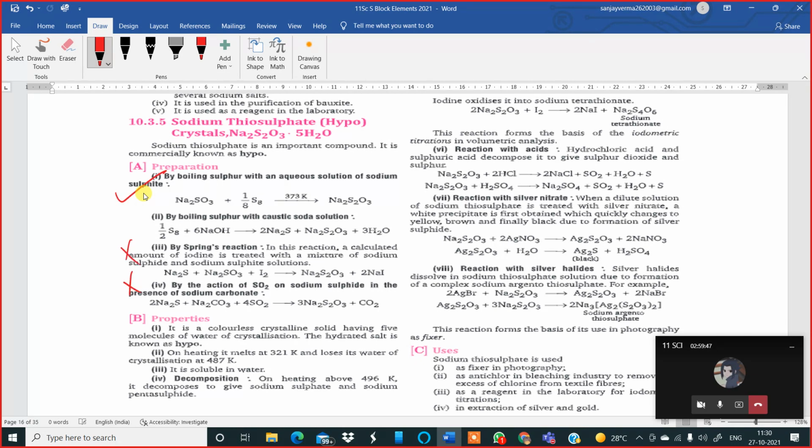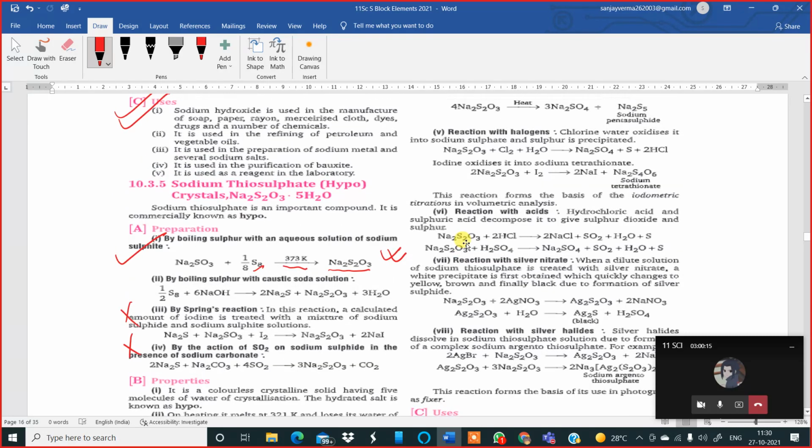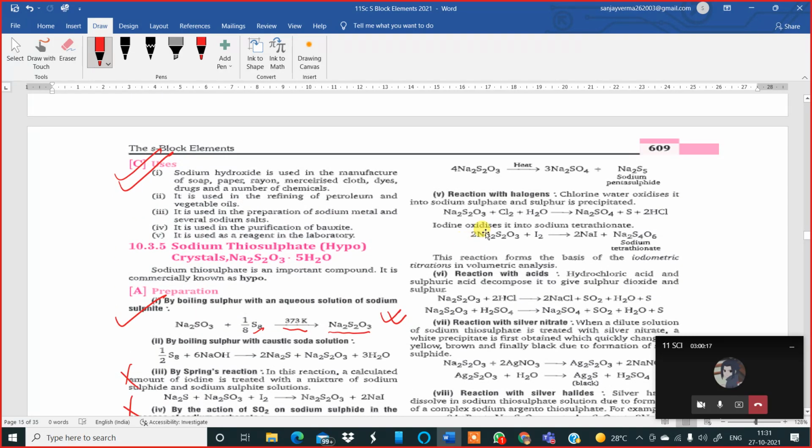So, from sodium sulfite, you can prepare sodium thiosulfate by reacting with sulfur powder S8 at 373 Kelvin, that is 100 degrees Celsius. Okay, so only this chemical reaction is required. After that, under properties, some reactions are necessary. The reactions which are required are its reaction with iodine, dilute acids, and silver nitrate.